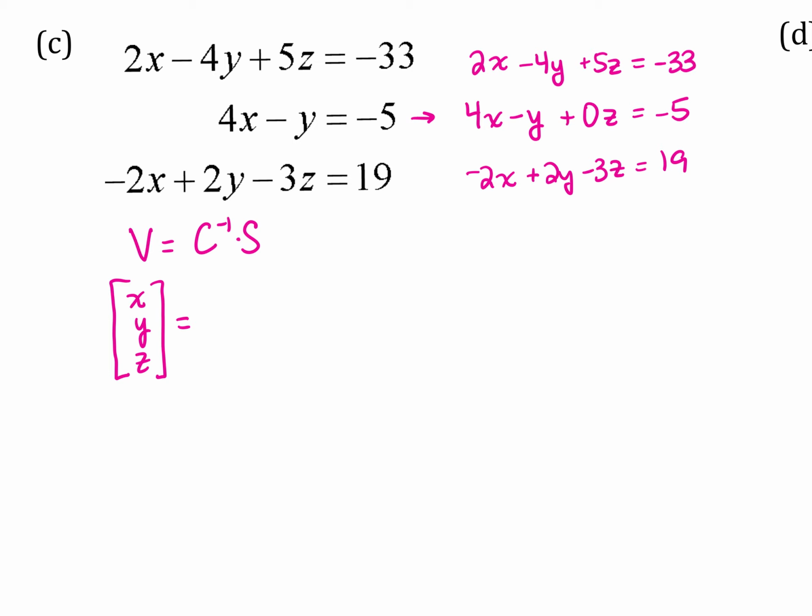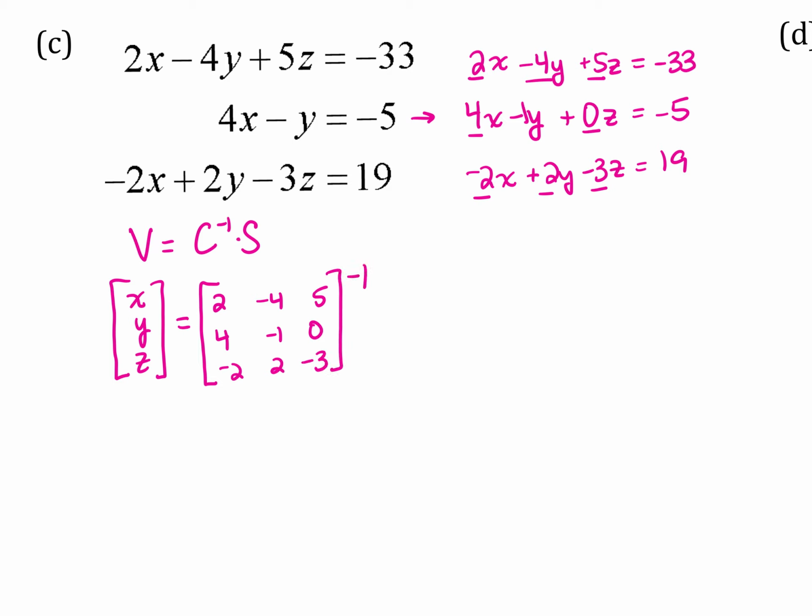Now I'm going to write my coefficient matrix. I keep wanting to say constant matrix. I'm going to do this by rows, so it just means I go straight across each of the equations. So I'm going to have 2, negative 4, positive 5. I'm going to have 4, negative 1, 0. And then I'm going to have negative 2, 2, negative 3.